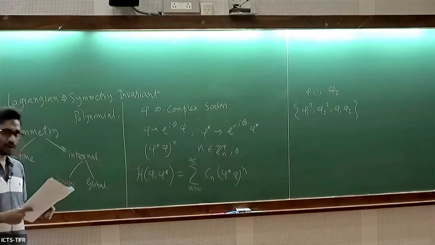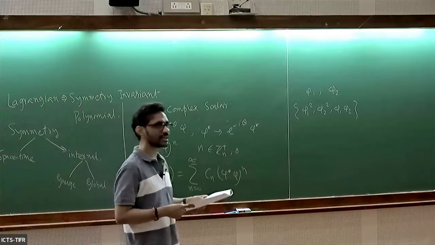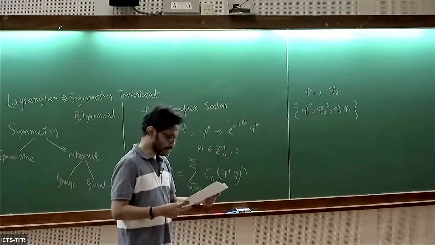So Cn is, you can think of it as a collection of those operators actually. Any other question? Fine.